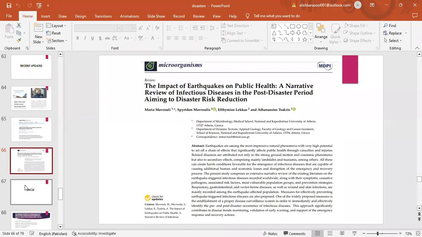One of the widely proposed measures is the establishment of a proper disease surveillance system in order to immediately and effectively identify the pre- and post-disaster occurrence of infectious diseases. This approach significantly contributes to disease trends monitoring, validation of early warning, and support of the emergency response and recovery actions.